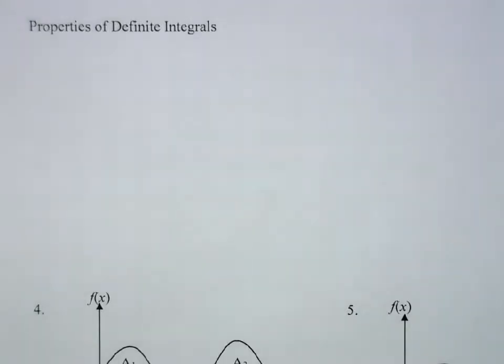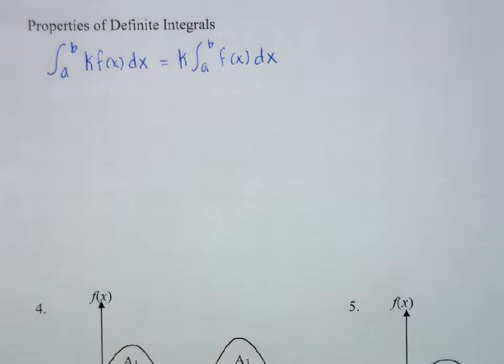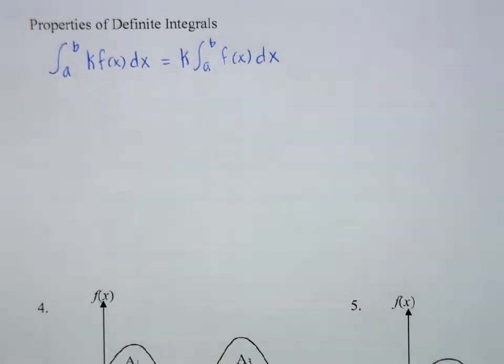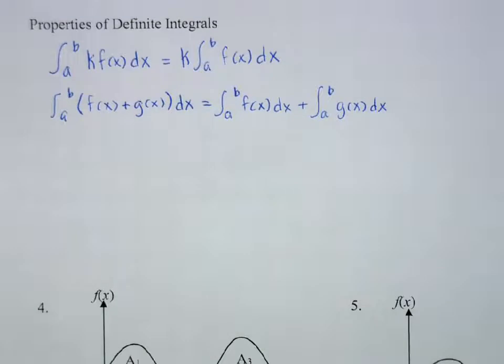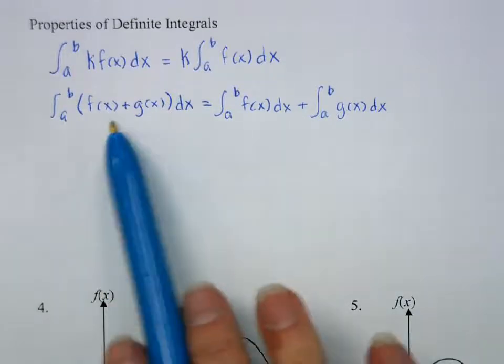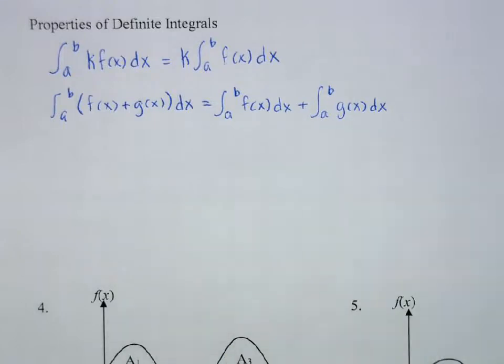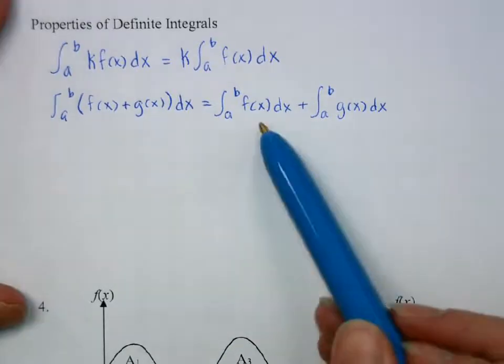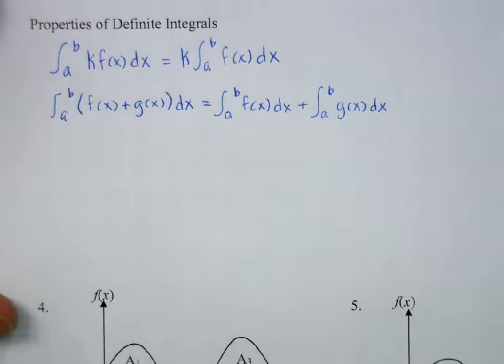So now we're going to talk about some properties of definite integrals, and most of these are going to seem fairly straightforward. Okay, the first one, the integral from a to b of a constant k times f of x. We can pull that constant out, k times the integral of the function. The second one, the integral from a to b of the sum of f of x plus g of x, we can rewrite as separate integrals. So the integral from a to b of f of x plus the integral from a to b of g of x.